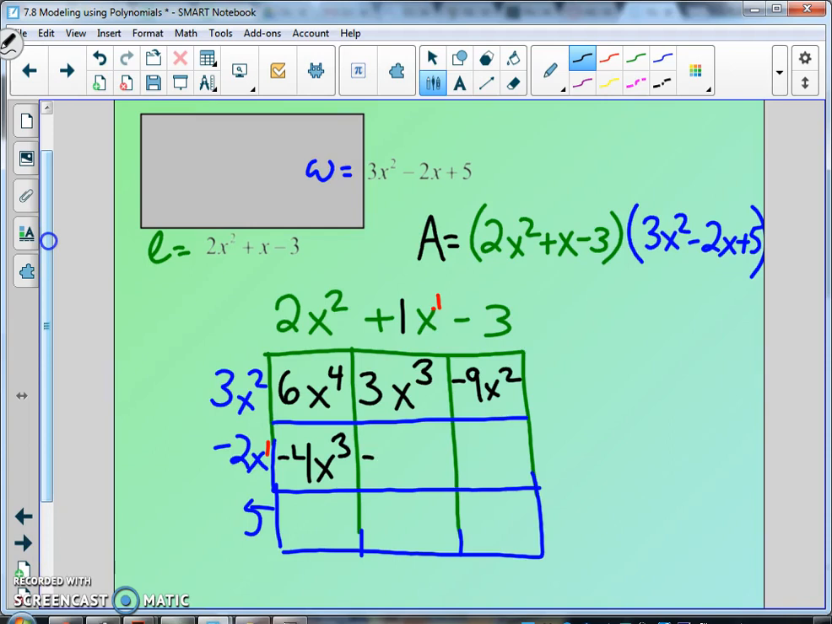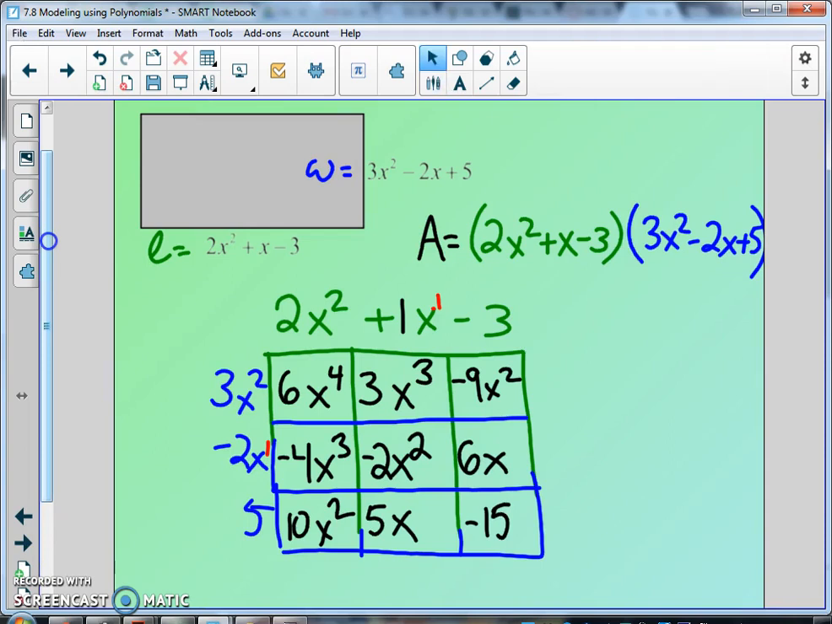Negative 2 times 1 is negative 2 x, and then 1 plus 1 gives me an exponent of 2. Negative 2 times negative 3 is positive 6, and I bring over my x to the first. Finally, in my last row here, 5 times 2 is 10. I bring down the x squared. 5 times 1 is 5. I bring down x to the first. And 5 times negative 3 is negative 15.